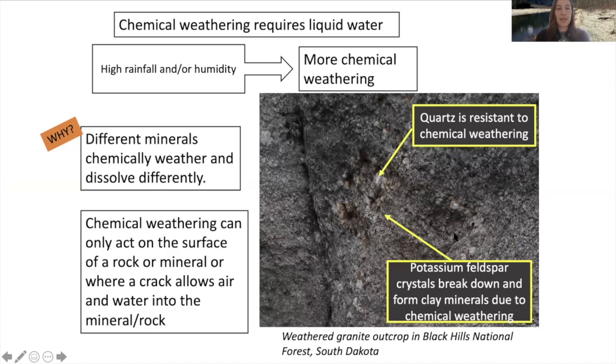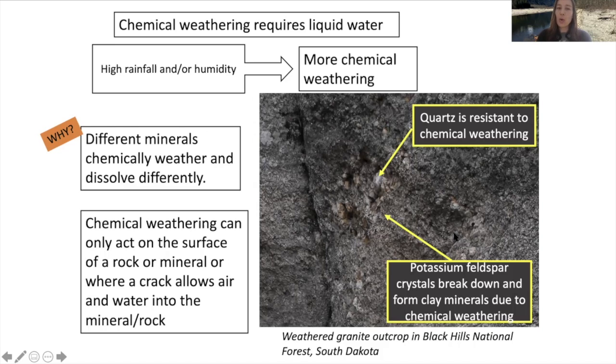As I just showed you in the previous slide, different minerals chemically weather and dissolve differently. In the photograph on this slide, we have an example of granitic rock. In this rock, quartz is resistant to chemical weathering, but potassium feldspar is not. The potassium feldspar crystals break down and form clay minerals which wash away easily or become lichen food. Why is this so? If you think about igneous rocks and the temperatures at which igneous rock minerals crystallize out, you have the first clue as to why those minerals are going to chemically weather and dissolve differently at the Earth's surface.